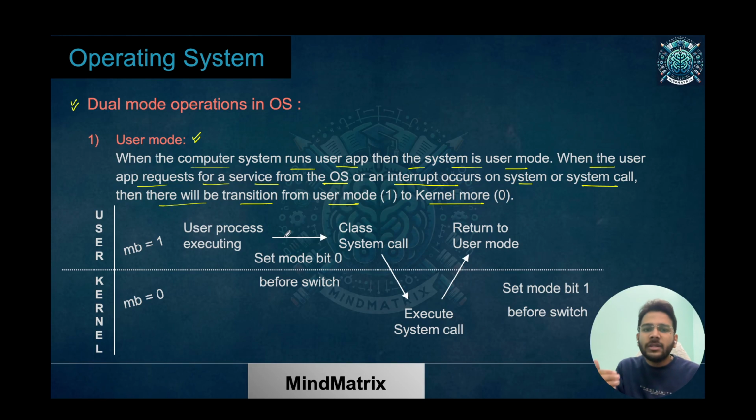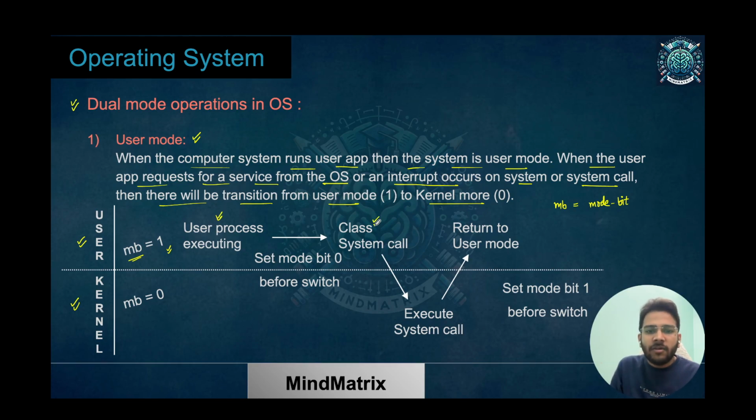Clear? Now how this transition happens, let's understand this. Here we have this user mode and here we have this kernel mode. To explain in a better way, this diagram is very useful. Carefully observe this. When the system is in user mode, the mode bit, so MB here represents mode bit, is set to 1. Clear? So the user is executing the process, fine.